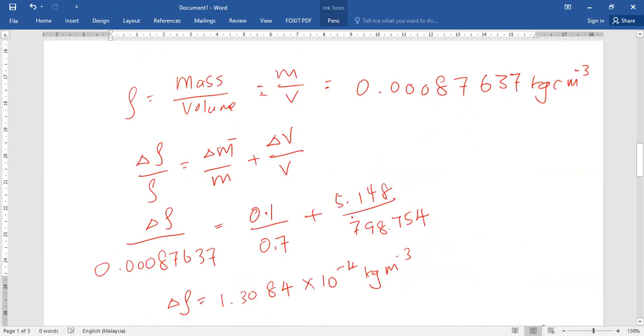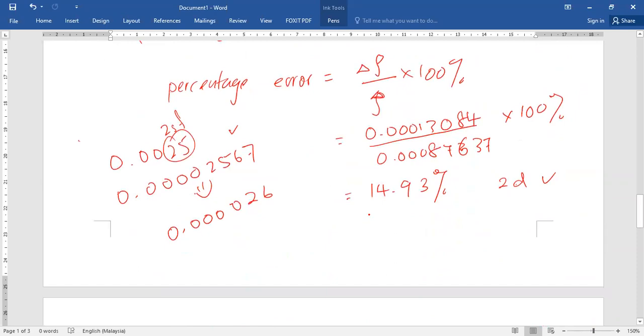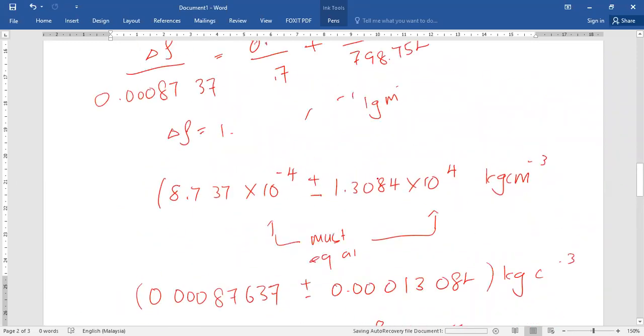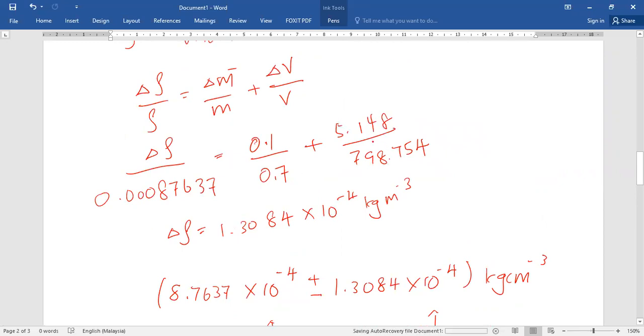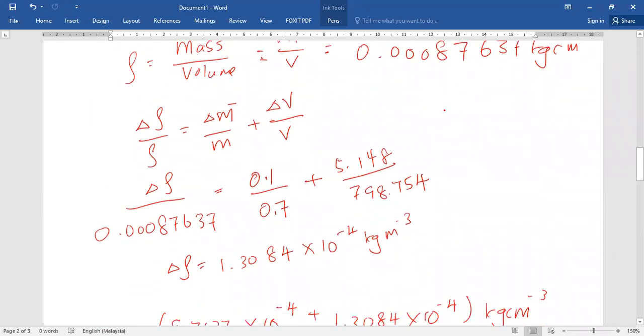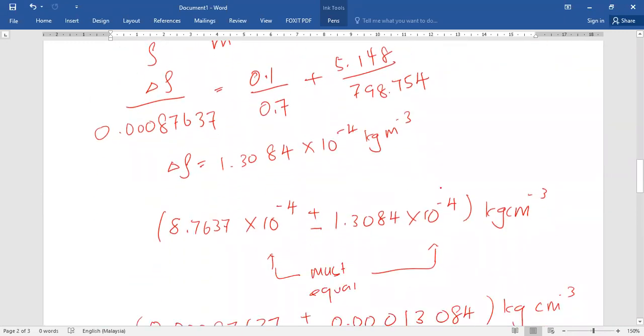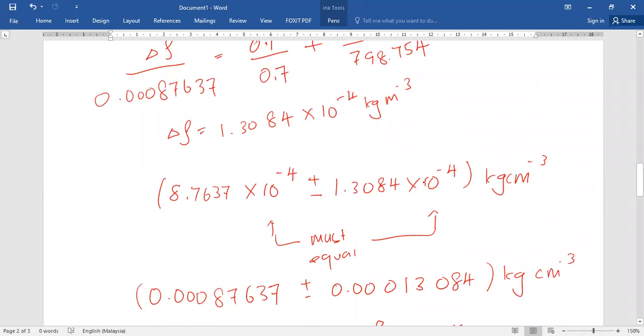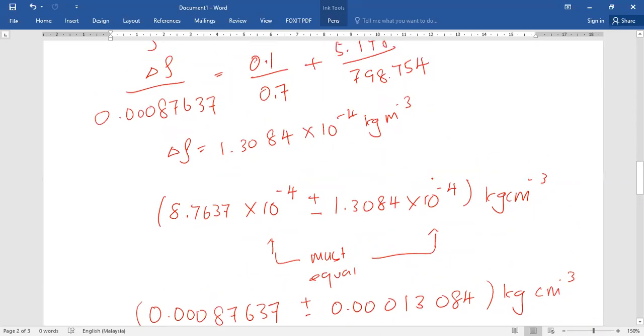Tetapi bezanya tak banyak. Contohnya sini saya dapat 14.93. Mungkin awak guna lebih banyak desimal nanti dapat 13 point something. Sama je, lebih kurang dia tak beza banyak. As long as here we use the 3 and the final answer, if you want to remain in 3 number of decimal also can. 4 number of decimal also can. Tapi jangan beza sangat.